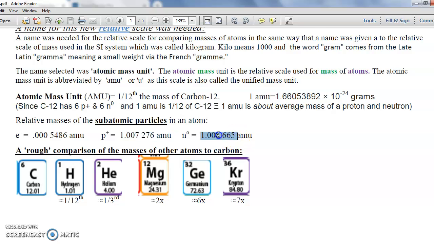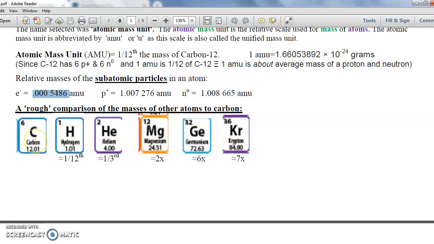A neutron is slightly bigger, about 1.008 AMUs. Electrons are ridiculously small, 0.0005486 AMUs. So we're comparing things to the size or mass of carbon. That's the scale they chose.